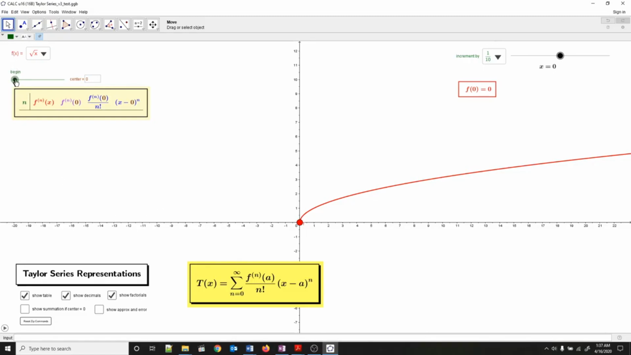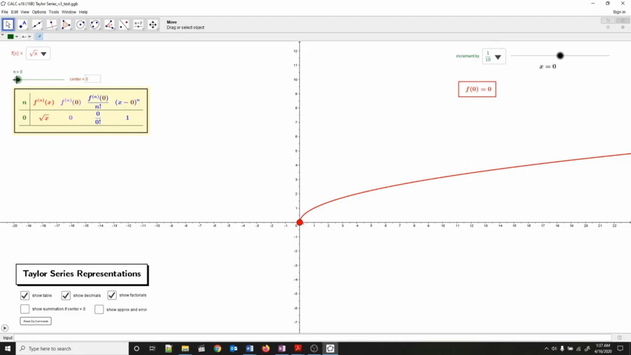If I begin with finding f of x being the square root of x, and plug in my center of 0, there's not an issue. 0 gets divided by 0 factorial, which is 0 divided by 1. It gets multiplied by 1. I get 0 as my starting amount, which will be basically my 0th order prediction, which makes sense.